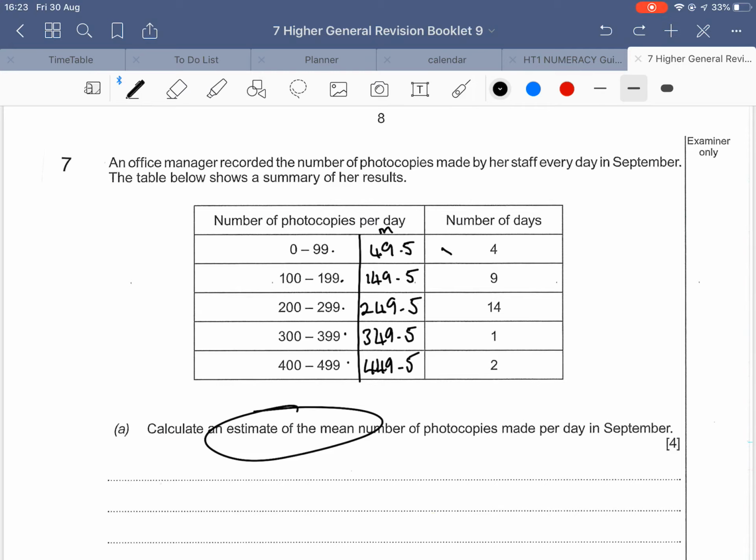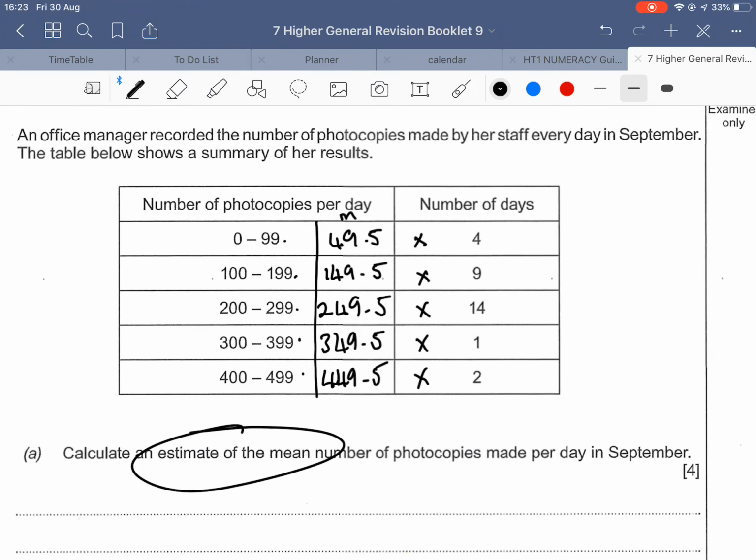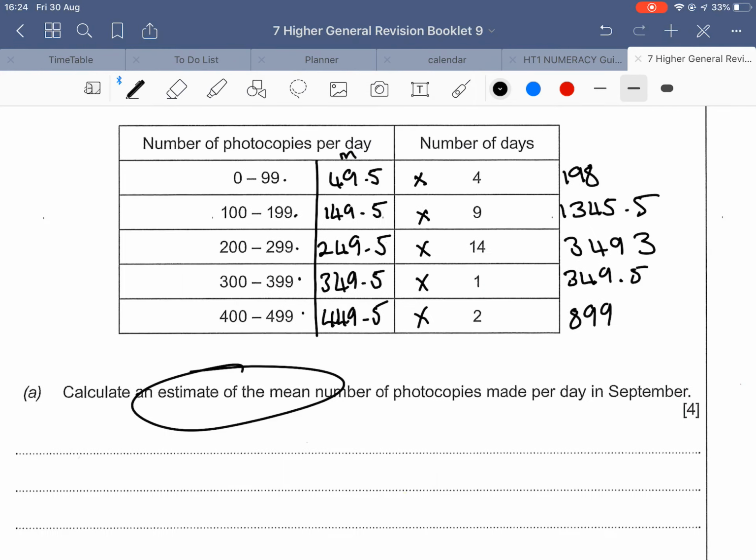So now we need to times these together. So our midpoint times our frequency. So 49.5 times 4 is 198. Second one, 149.5 times 9 is 1345.5. Next one you should have got 3493, 349.5 and 899. Next step is to add all those up.